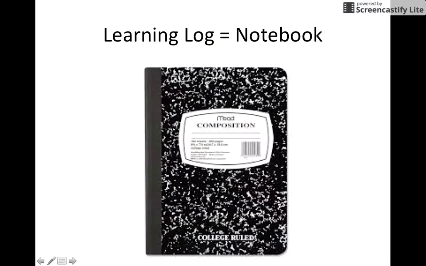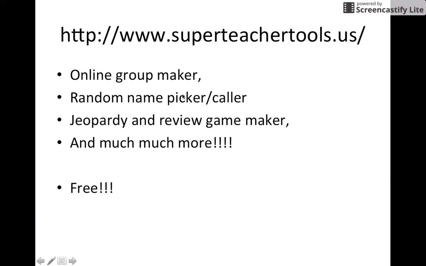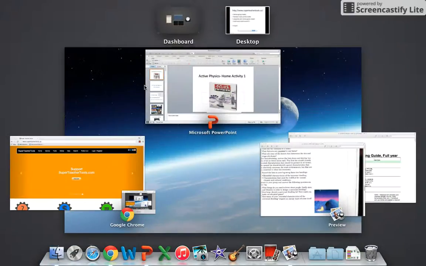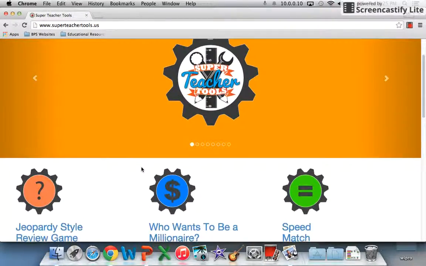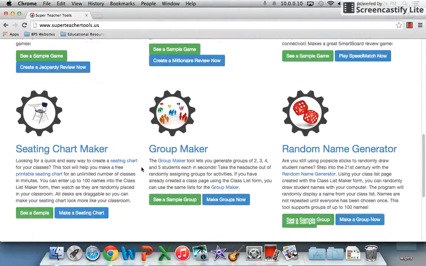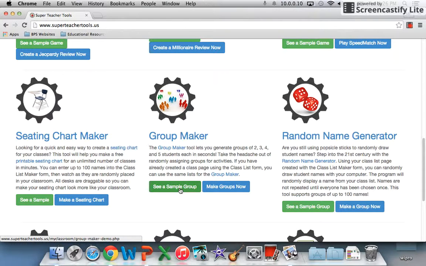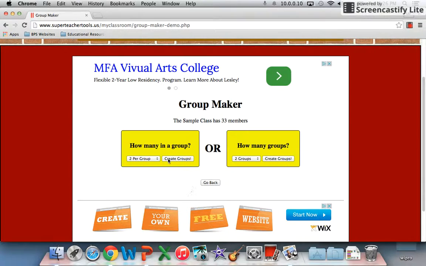All right. And one easy way to make groups, if you go to this site, Super Teacher Tools, has a lot of good free resources you could use. But I'm going to talk about the Group Maker for now. What that does is if you go to the site, you can actually have a random group made so students can't complain that you're not being fair or that you're part of a conspiracy. It just automatically creates a group for you randomly.